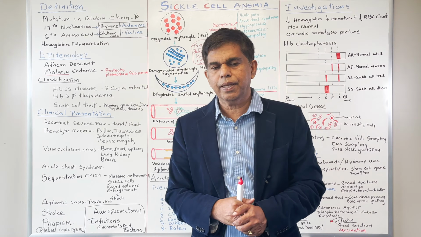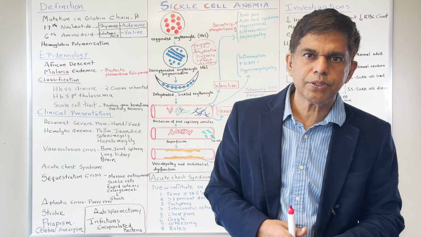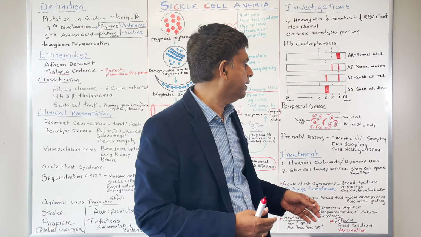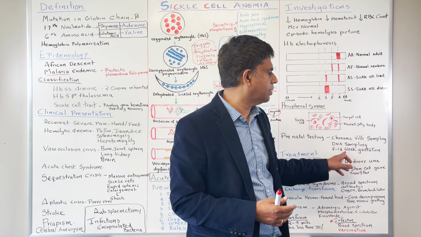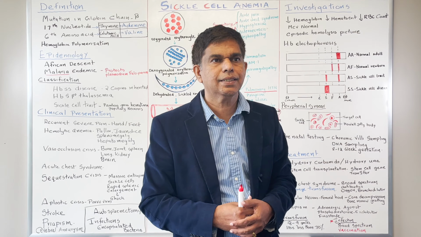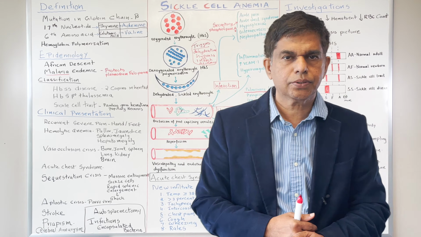Now, how do you diagnose this in babies? It usually starts in the neonatal period. You can do prenatal testing, chorionic villus sampling, DNA testing at 8 to 12 weeks of gestation, and you can come up with a diagnosis, okay?